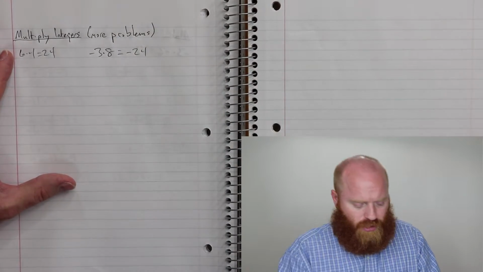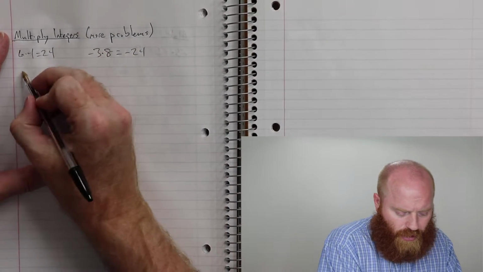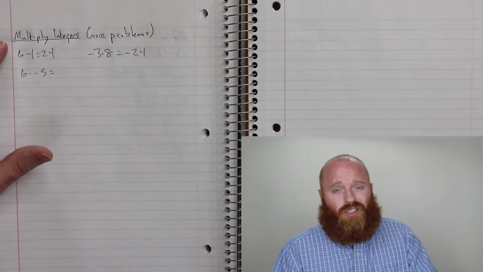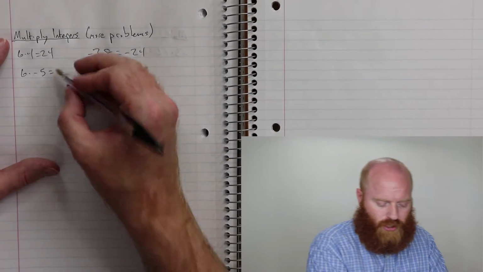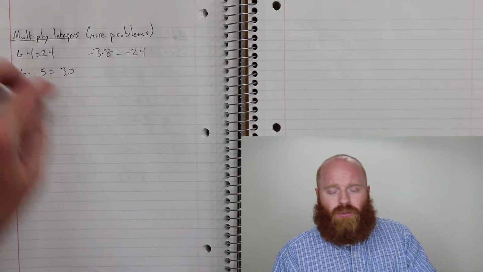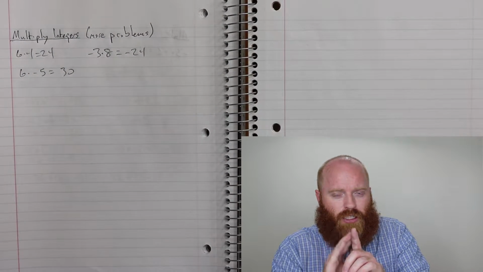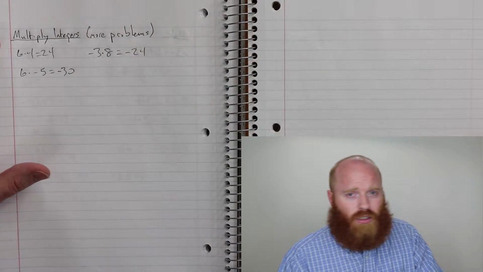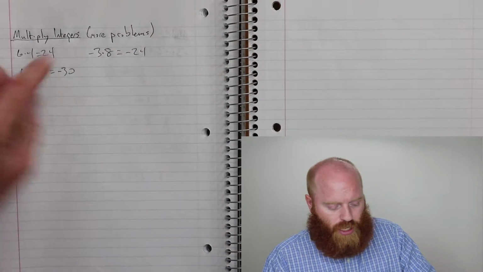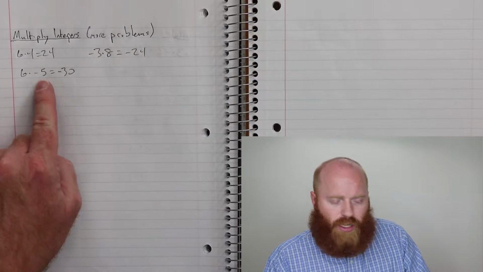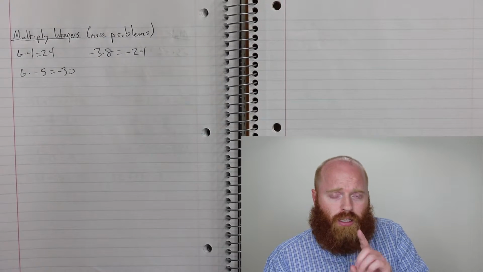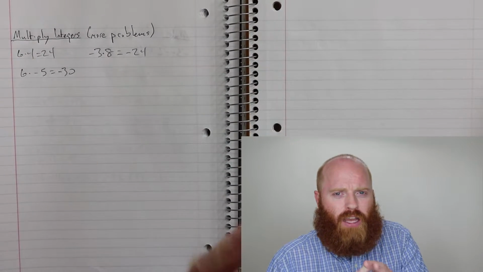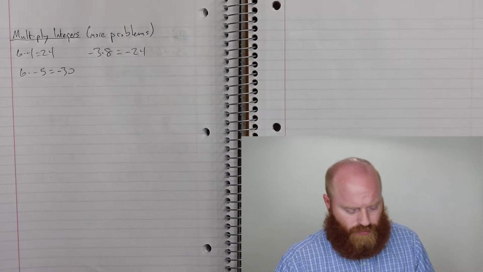Let's go a little faster, taking too much time. 6 times negative 5. Just multiply the numbers. 6 times 5 is 30. And a positive times a negative: if there's only one negative, there's nothing to make it cancel. You're still going to have a negative on your answer. I don't care if it's the first number or the second number. If you only have one negative, your answer will be negative. In fact, if you remember what I said, if there's an odd number of negatives, the answer will be negative.